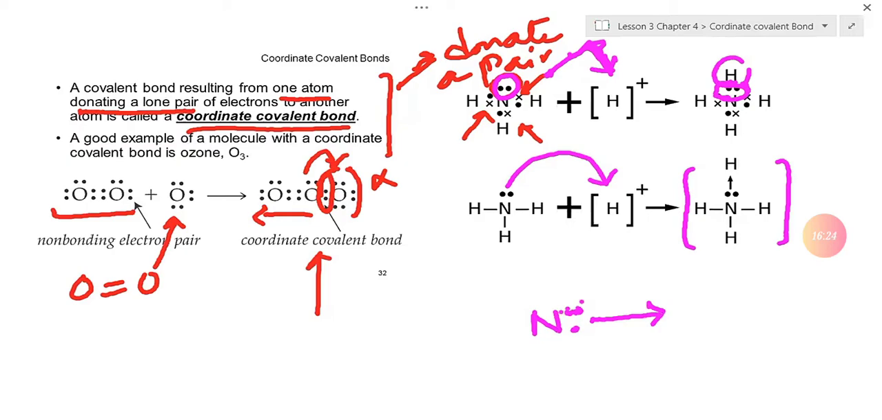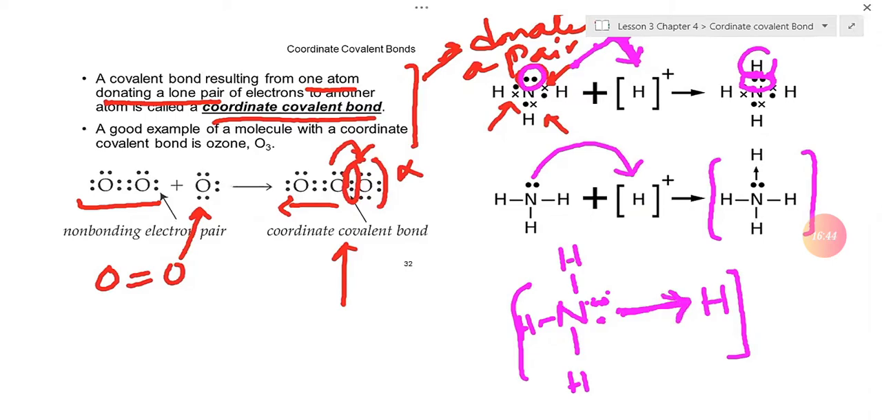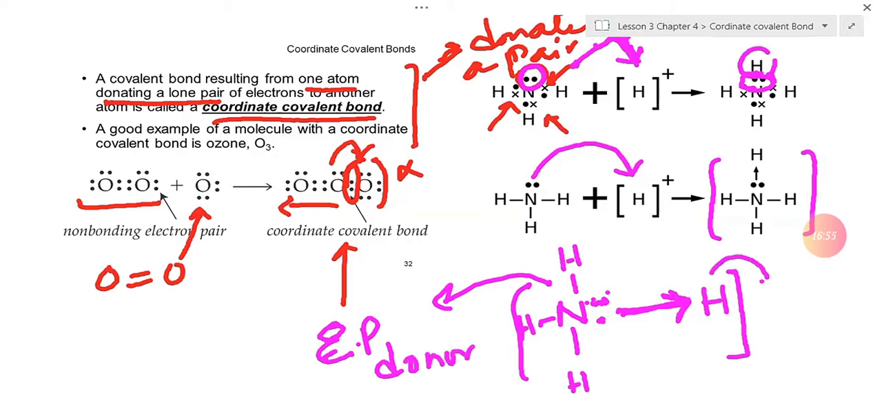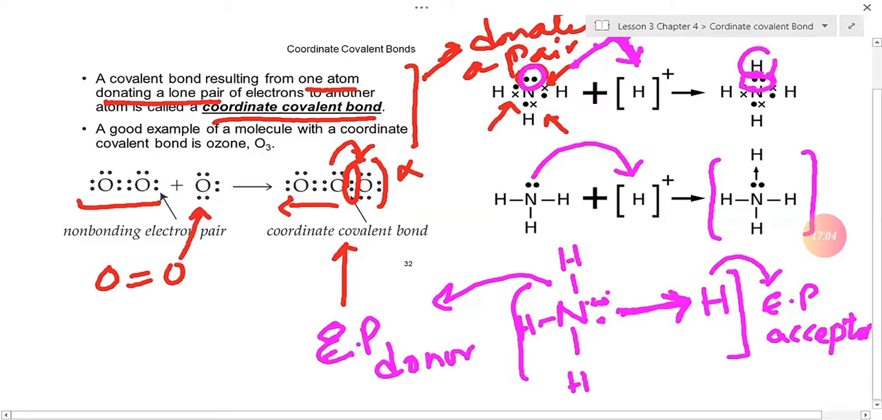Let me show you the representation of coordinate covalent bond. It is represented by an arrowhead pointing towards the electron pair acceptor, whereas all other covalent bonds of nitrogen-hydrogen are represented as single lines. The coordinate covalent bond is shown as an arrow pointing from the electron pair donor, that is nitrogen, to the electron pair acceptor, that is hydrogen.